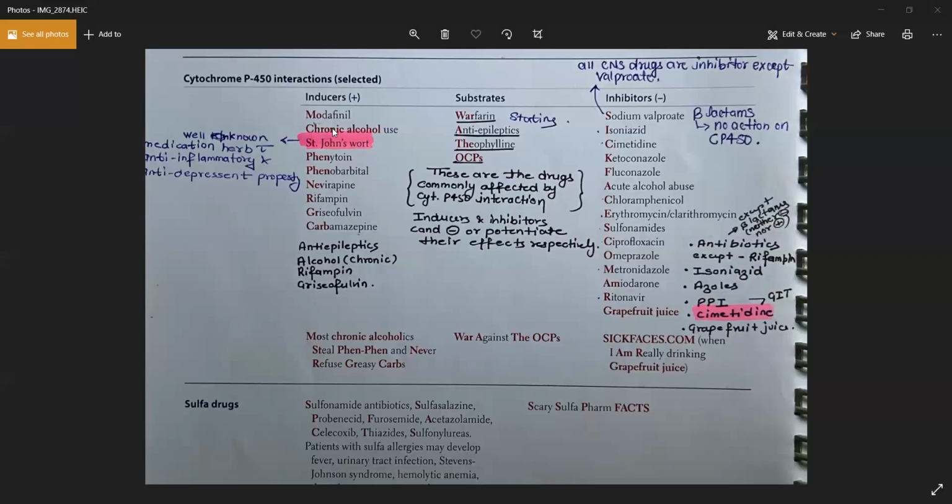Whenever you encounter a drug which is a CNS drug, you can immediately know that this must be the inducer type agent, right? Not the inhibitor type agents. So one antiarrhythmic drug that is an inhibitor is amiodarone.